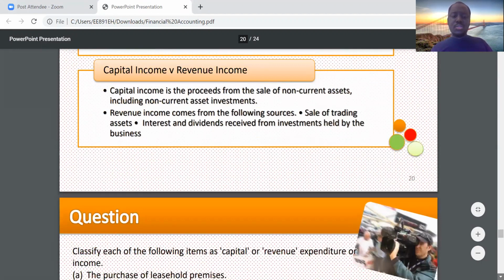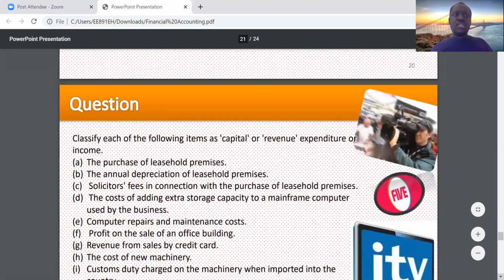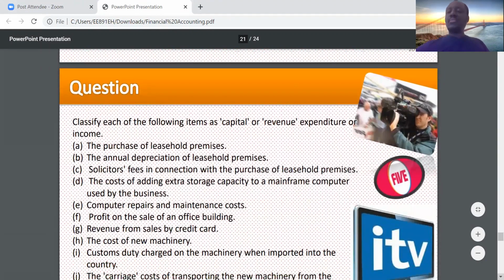So let's look at a question. I always say that questions bring to life the theory. I just want you to understand this through a question. Let's classify each of the following items as capital or revenue expenditure. We'll take it step by step. Number one, purchase of leasehold premises.